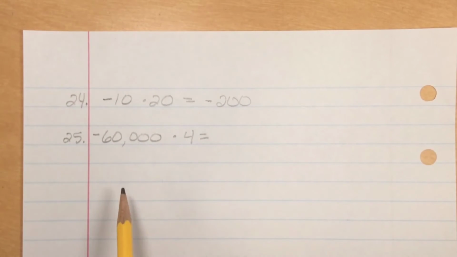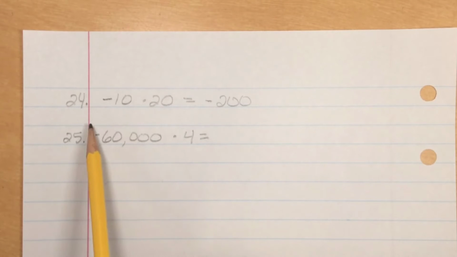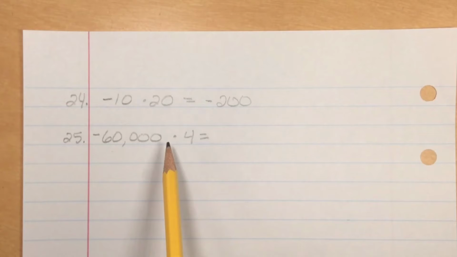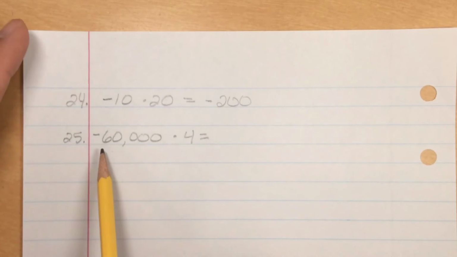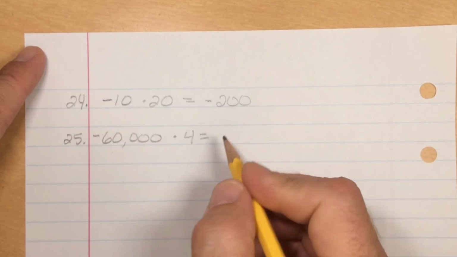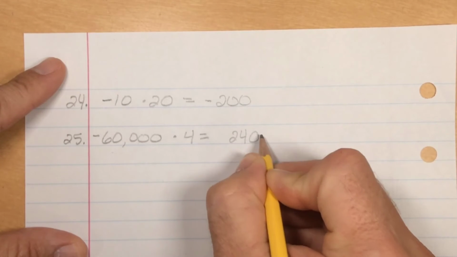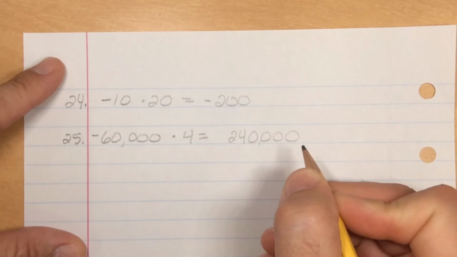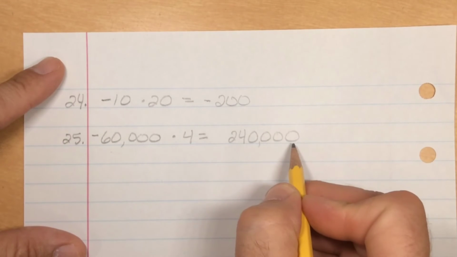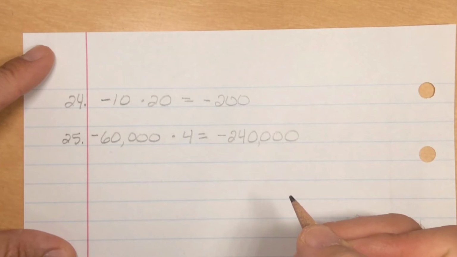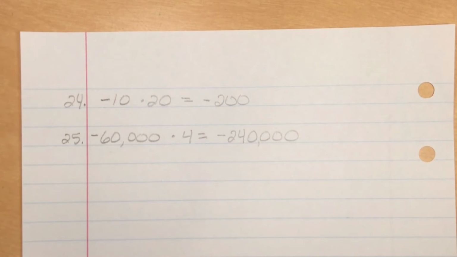For number 25, similarly, about 60,000 acres of wetlands are lost each year in the United States, so that's a negative 60,000. What integer represents the change in 4 years? Well, negative 60,000 times 4. 60,000 times 4 would be 24 with 1, 2, 3, 4 zeros, or 240,000, and we have one of each, so a negative 240,000. Going on to the next problems.